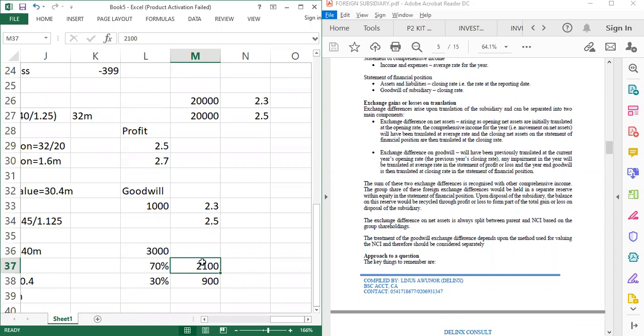Are we there? Upon disposal of the subsidiary, the balance on this reserve will be recycled through profit or loss to form part of the total gain or loss on the disposal of the subsidiary. So if in any case you have disposed of the subsidiary, it means that the subsidiary is not there. So the gain can also not be there because it is relating to the subsidiary. Since the subsidiary is no more there, the gain will be reclassified. We are going to send it to retained earnings now. So the gain can only be transferred to retained earnings when you dispose of the subsidiary.